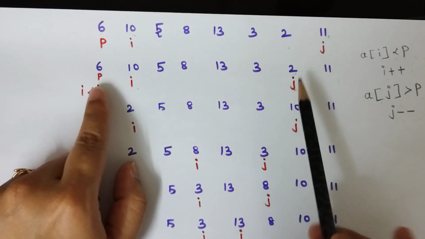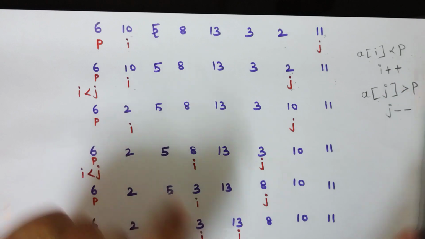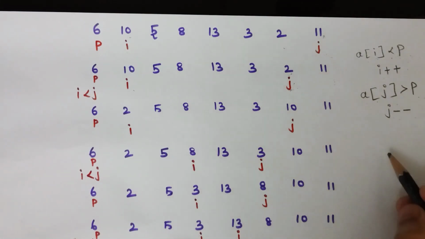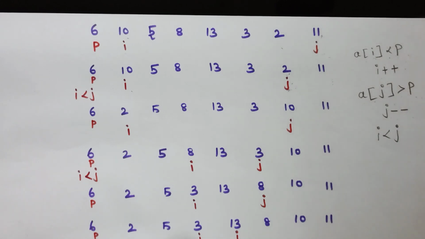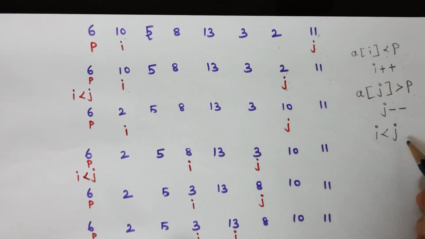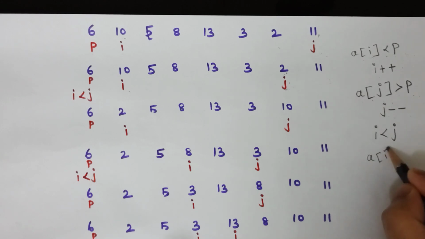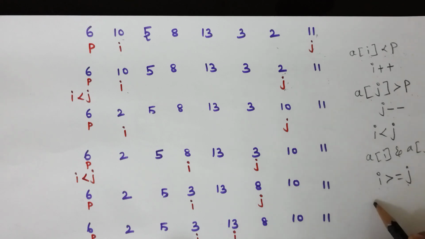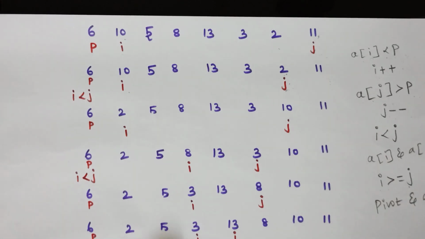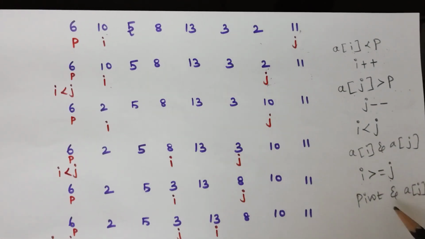Once you stop I and j, what is the third condition you need to check? You need to check whether the index value I is less than j. If I is less than j, we need to swap A of I and A of j. Otherwise, you need to check if I is greater than or equal to j. If so, then we swap the pivot element and the jth element, that is the element present at the jth position. So this is what we are going to check now.